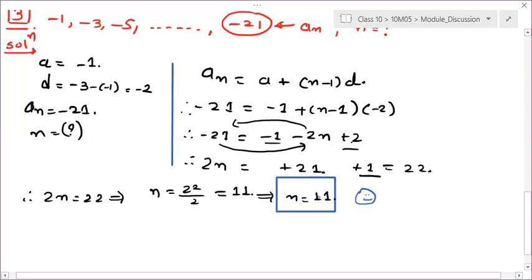Is it clear now? Right. -11 नहीं आएगा students. N is your number of term. It cannot be negative. Right. Which term? Is it clear? Shall we move to next question? Please type in chat box.